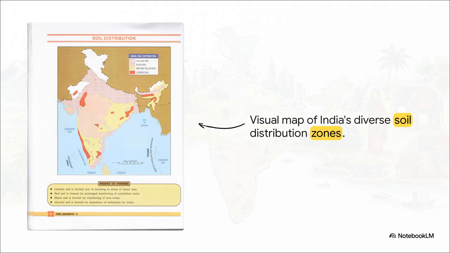It all comes together so perfectly when you look at the map visually. Notice how that nutrient-rich alluvial soil beautifully traces the exact path of the major northern and eastern river systems. It totally transforms those plains into an absolute agricultural powerhouse.